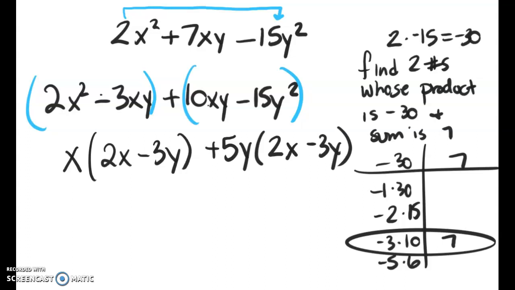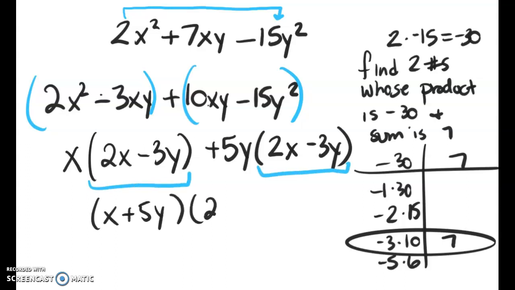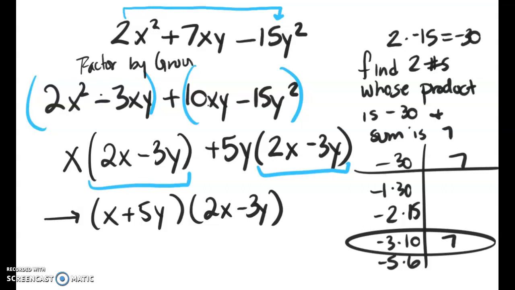And now I've completed the factoring by grouping because these pieces match. So I'm going to write x plus 5y and then 2x minus 3y. And so now I've factored this one. So don't let the multiple variables intimidate you. When you end up with these, try factoring by grouping and see if that will help you solve these.